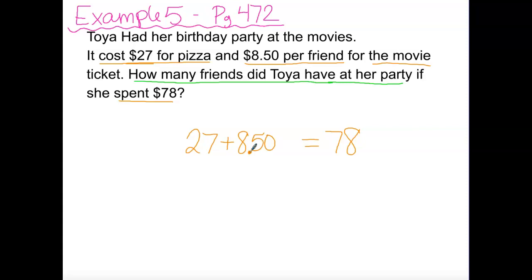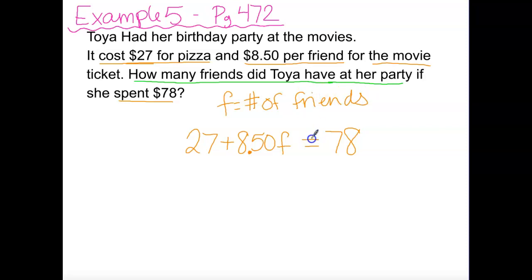Do we know how many friends went to the movie? No. So that's going to be our variable. Let's say F for friends. So F equals number of friends. Okay, so we have our two-step equation now.